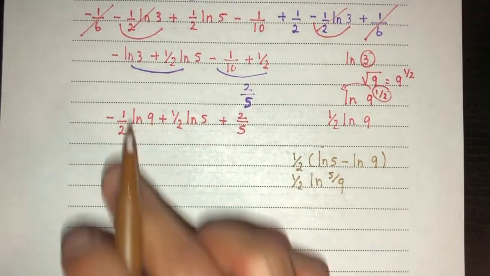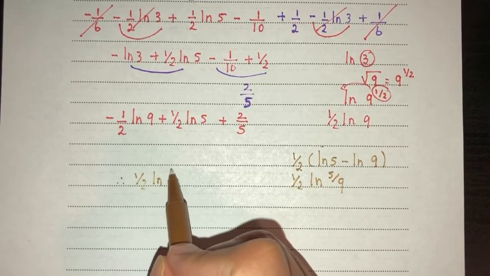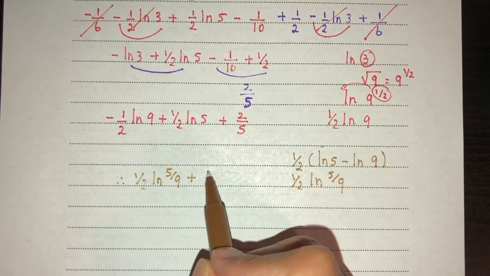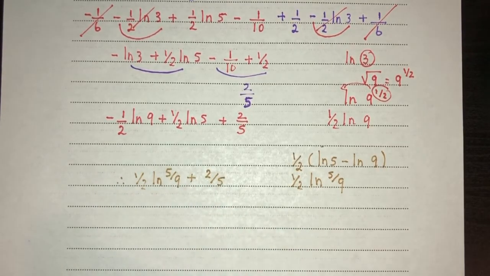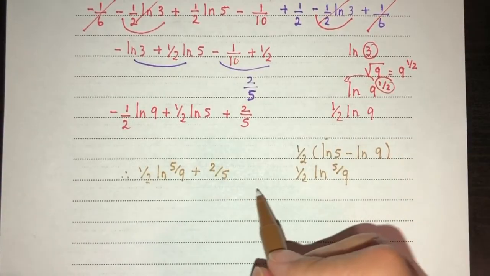So going back, replace this by this, you will have your answer is half of ln 5 over 9 plus 2 over 5. And this is exactly as this value here. So basically, this is shown as required.